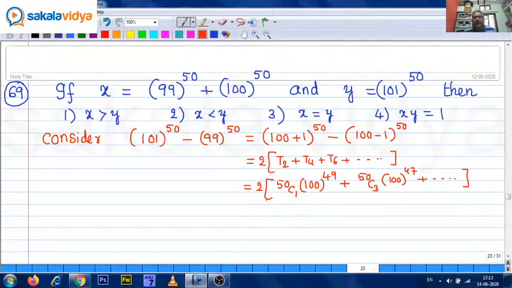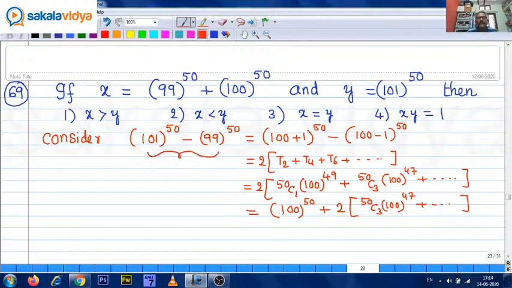50c1 is 50. This 50 into 2 is 100. 100 into 100 to the power of 49 is 100 to the power of 50. Plus we get 2 times 50c3 into 100 to the power of 47 plus so on. You need not expand this one. That means 101 to the power of 50 minus 99 to the power of 50 is 100 to the power of 50 plus something. Plus something means the value will always be greater than 100 to the power of 50. Am I correct or not?